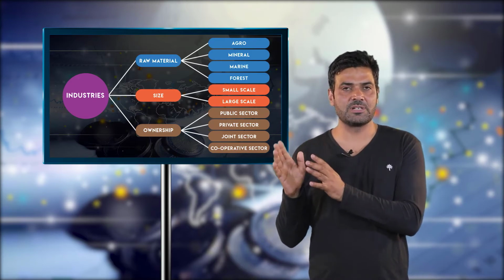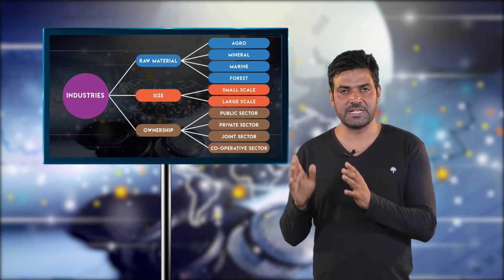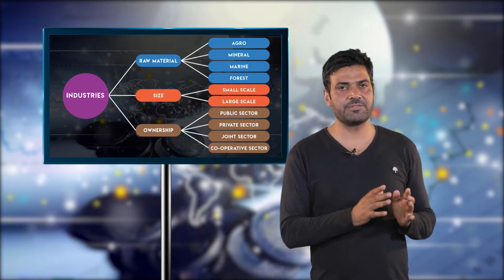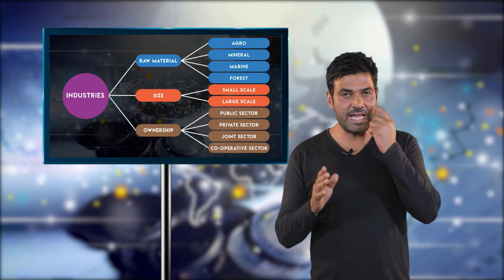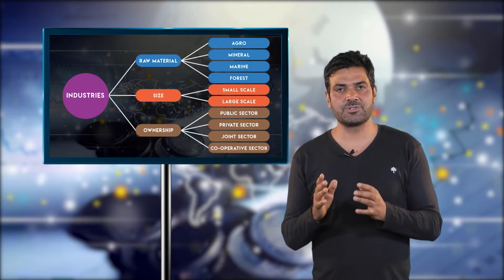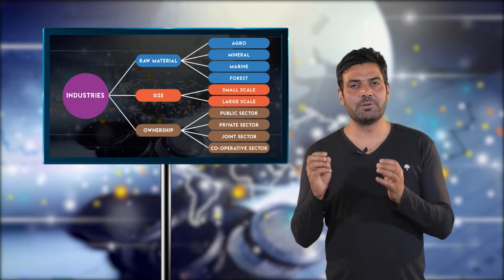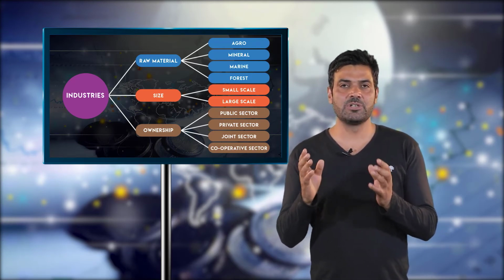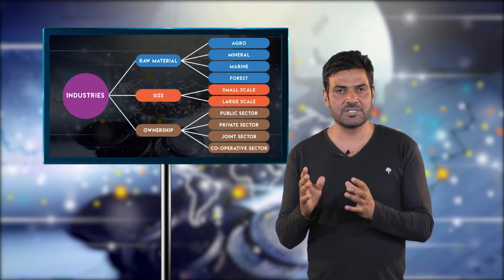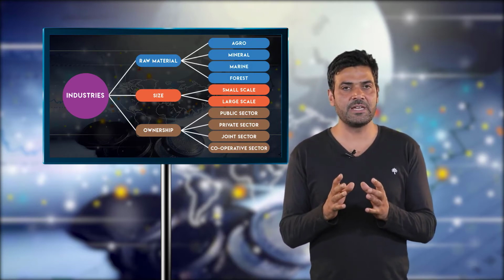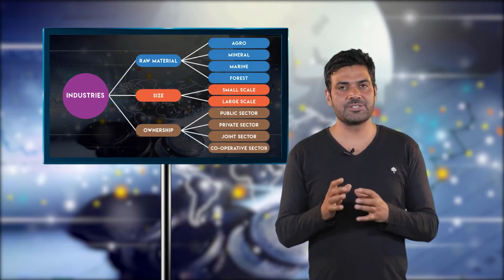We can also classify industries on the basis of size. Earlier I talked about the classification of industries on the basis of raw material. Now we'll classify industries on the basis of size. When I say size, it refers to the amount of capital invested, the number of people employed, and the volume of production. Taking these factors into consideration, we can classify industries as small-scale industries and large-scale industries.